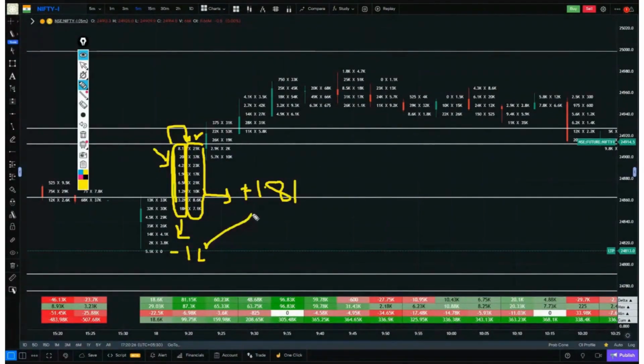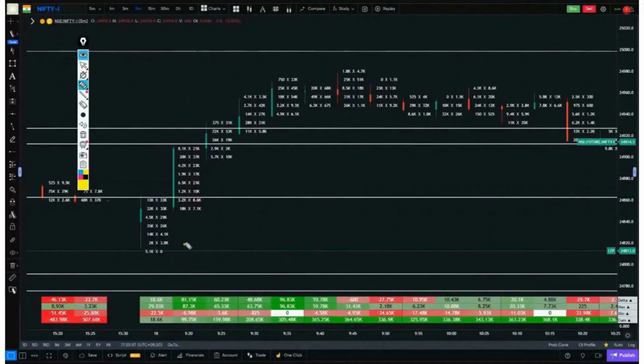So, if we subtract these two, what do we get? There are 81,000 more. Who is more? There are 81,000 more buyers, so the same delta has shown us here as well, that in this particular candle, there are 81,000 more buyers compared to sellers. Now, because buyers are more, this value is in the green box and there is no negative sign in front of the value.